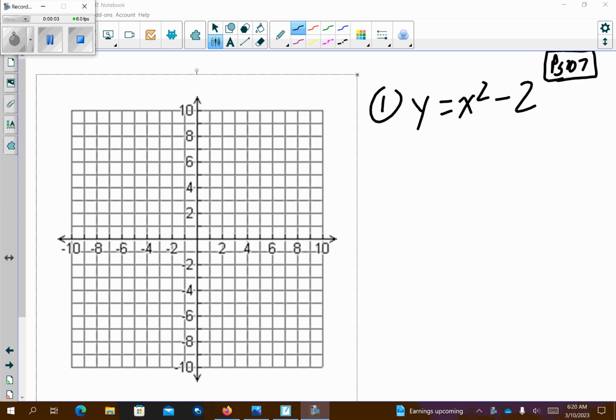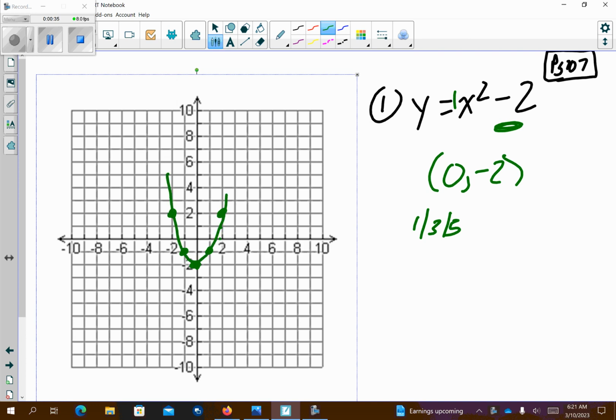Hello, this is page 107, the homework from last night from Graphing Quadratic Functions, worksheet number 7. So we want to identify the vertex. The first thing is we're subtracting 2, so that just goes down 2. There's our vertex. And when I pattern graph, it's going to pattern graph as 1, 3, 5 because there's a 1 out front. So from my vertex, I'm going to go right 1 up 1, left 1 up 1, right 1 up 3, left 1 up 3, so on and so forth. There's our parabola.